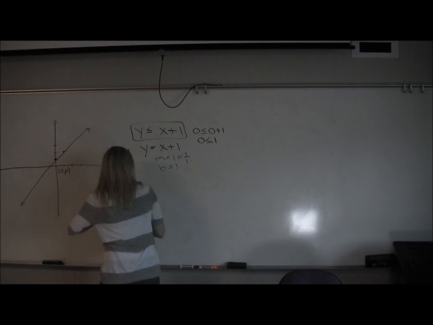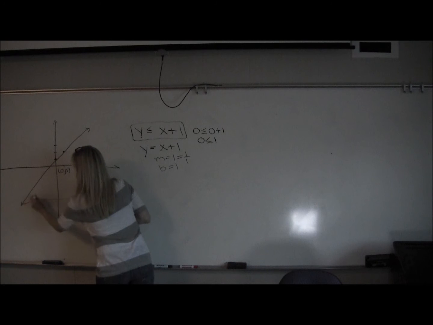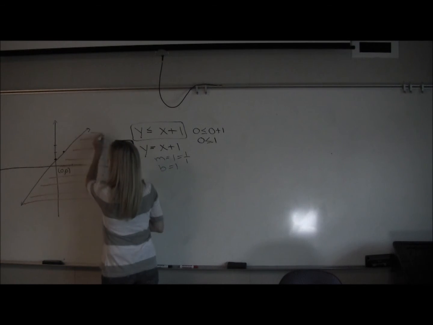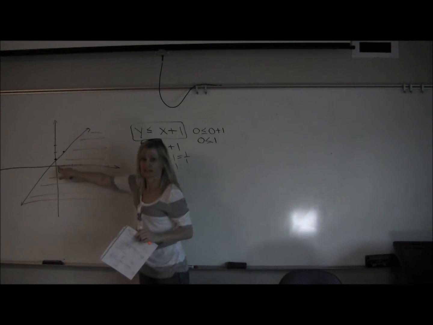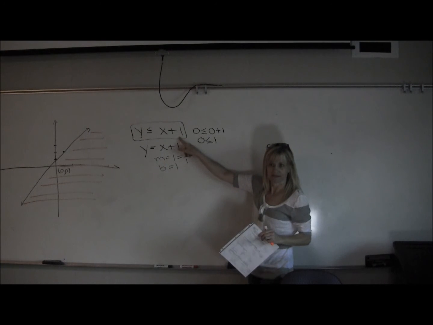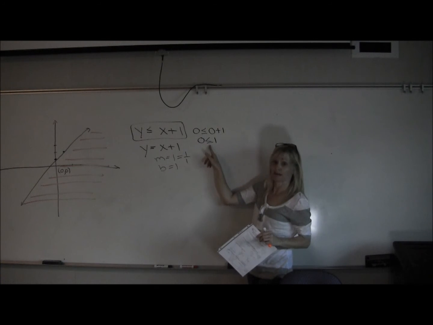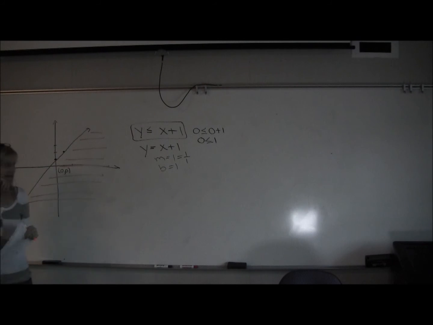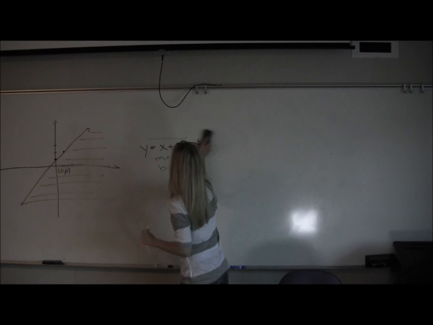So now I know, and I'm going to do this in a color. I'm going to use orange. I'm going to shade on this side. You're shading on that side because the test point that I plugged in is on this side, and it made this a true statement. If I had gotten 0 is greater than 1, I would have shaded over here where the test point isn't. Now, we're going to do the second one, and then I'm going to show you what I would do to combine them.